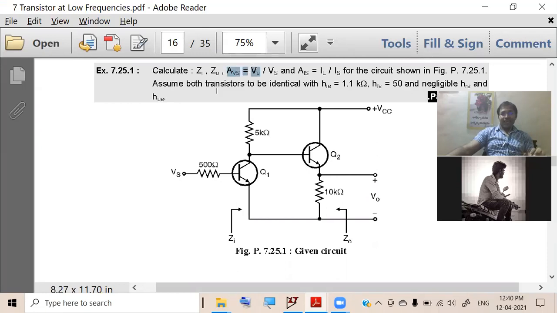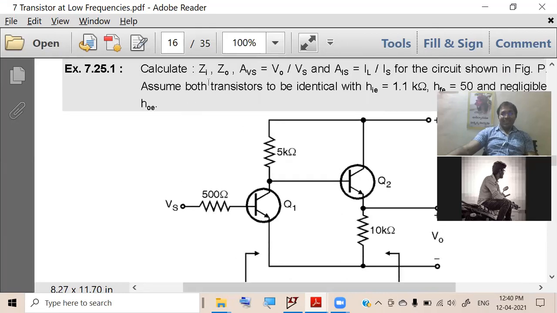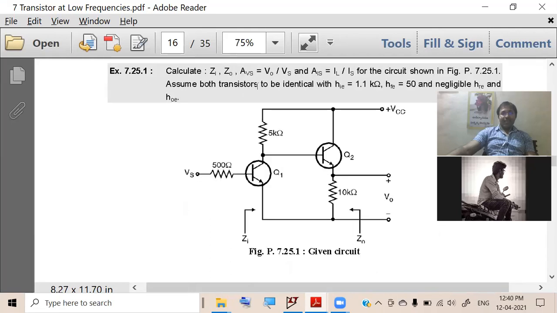Let us read the question. The question says, calculate ZI, Z0, AVS, AIS for the circuit shown in the figure. Assume both transistors to be identical with HIE 1.1 kilo ohm, HFE 50, and negligible HRE and HOE. Negligible HRE and HOE means which analysis should I use, approximate analysis or exact analysis? Please answer.